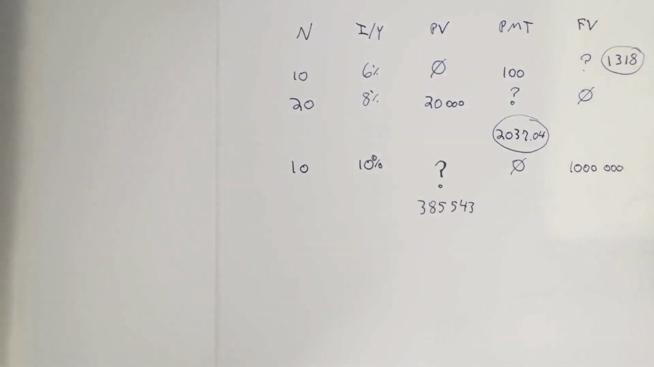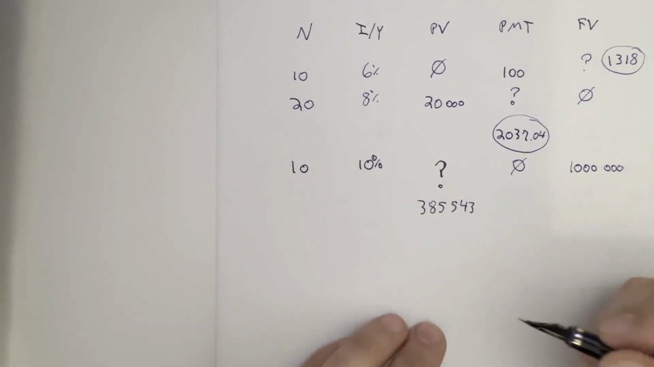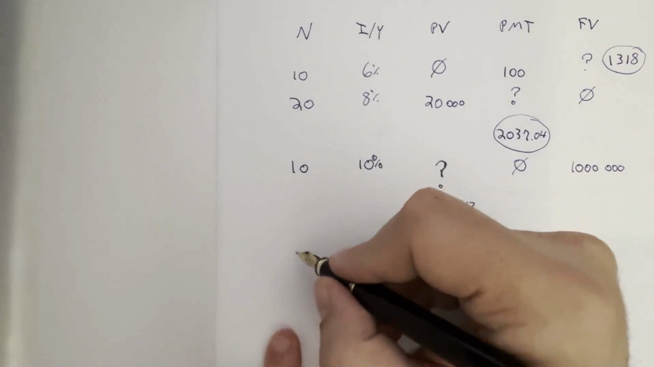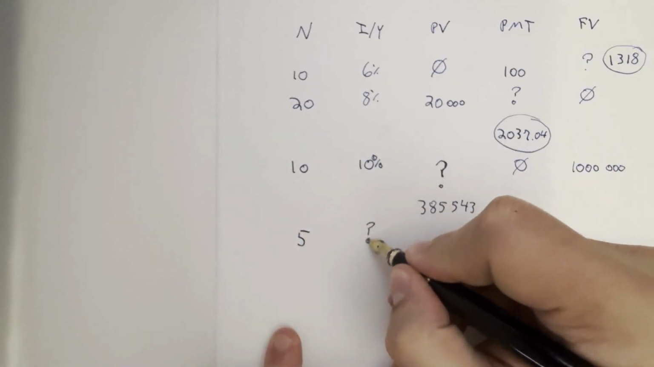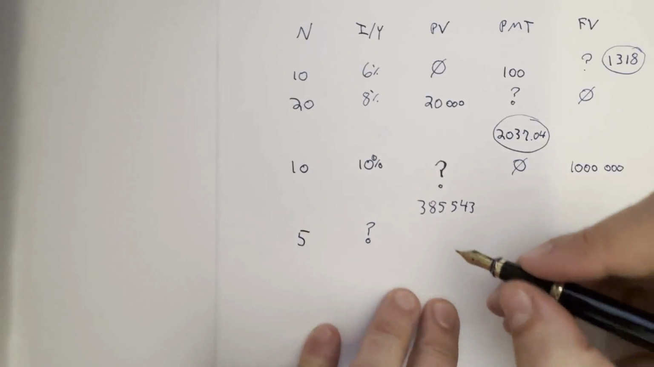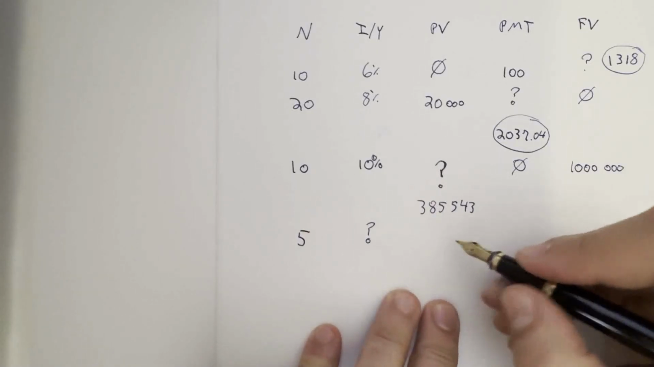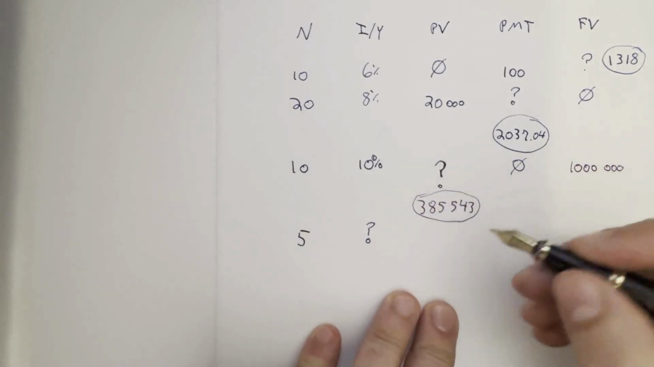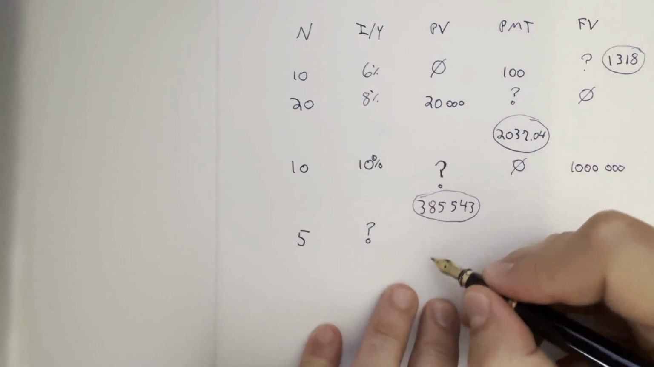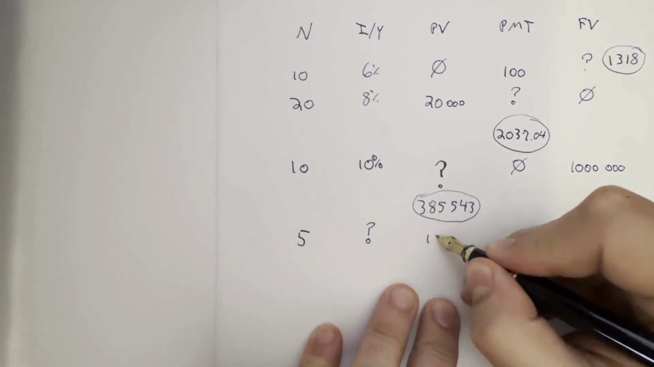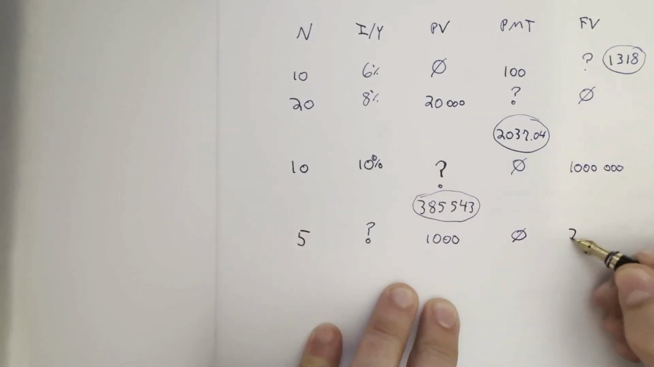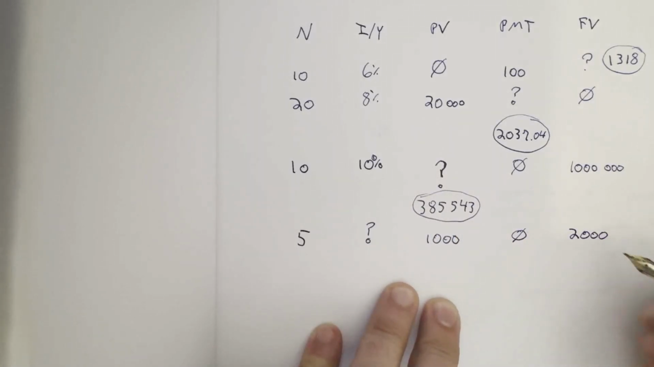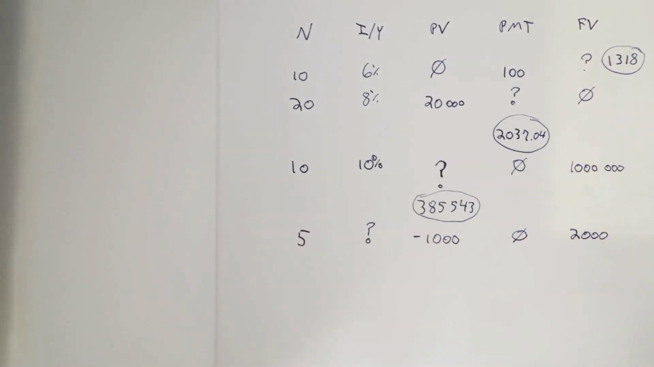Again, you can always back up and re-listen to it. Next up, we have a 5-year period. We don't know what rate of interest we need to earn to double our money over the next 5 years. So we have a present value of, let's say, $1,000. We have no payments, and we want to double it over 5 years. So we're going to put down $2,000.